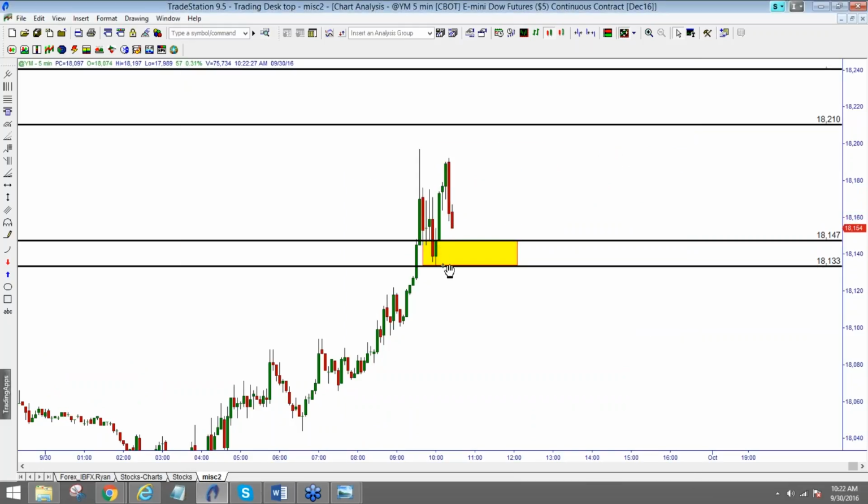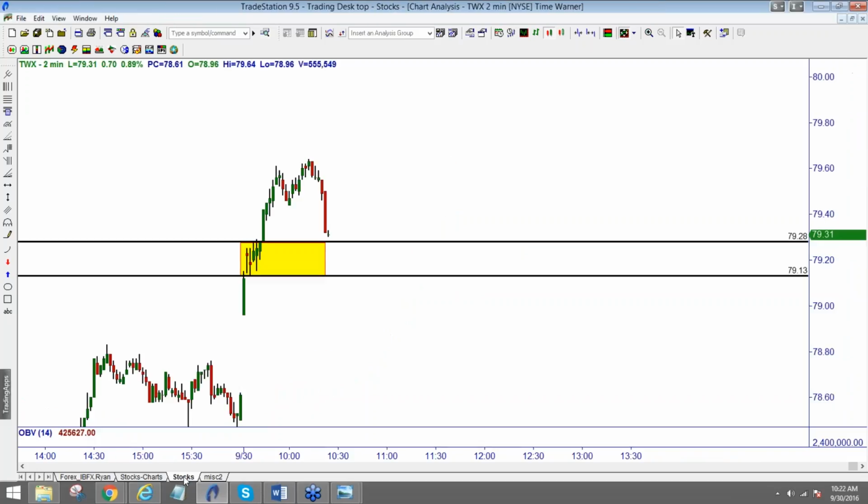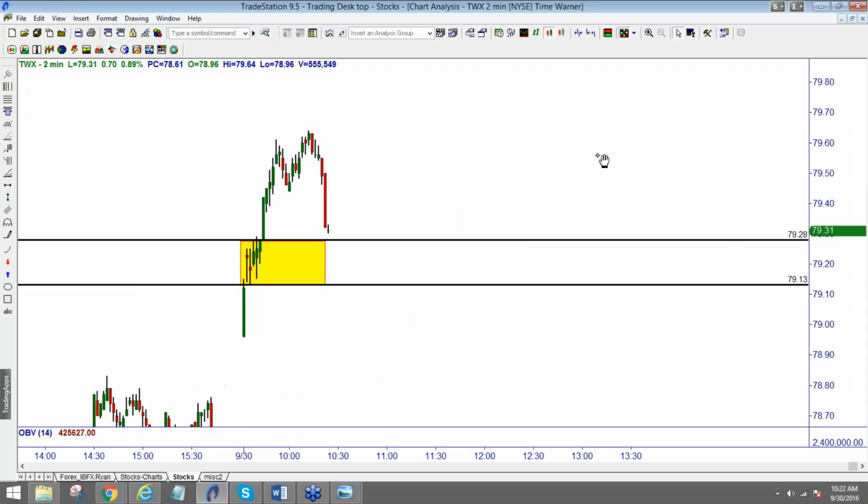All right, so guys, the Dow's about to enter this little area on a 5-minute chart. I'm not taking this trade. I'm just wanting you guys to watch it and see if this works or not. And real quickly, let me go over to TWX. Oh, look at this 2-minute chart. TWX is about to trigger.